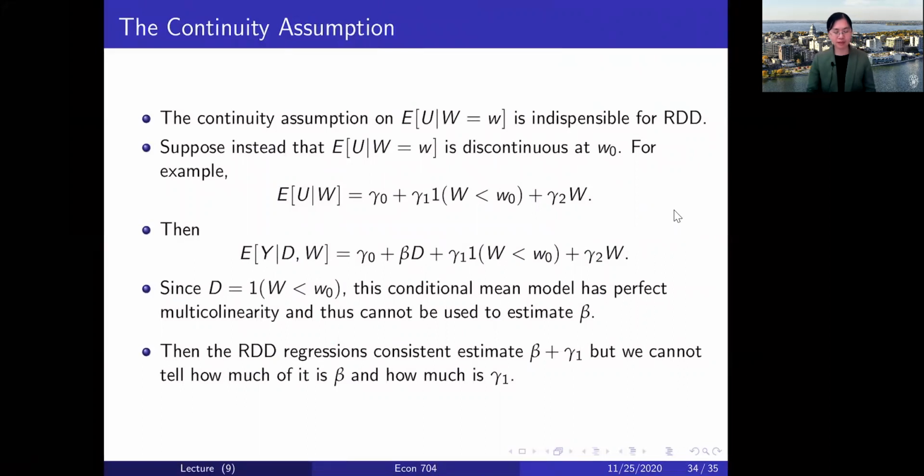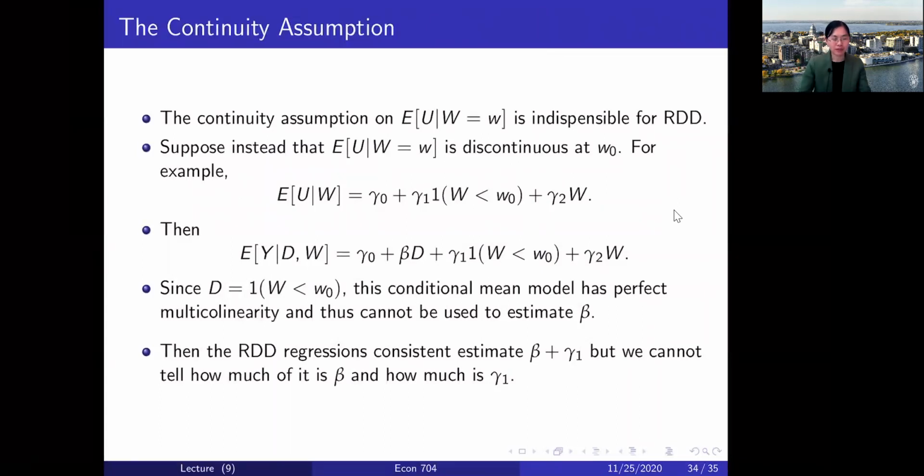Now let's discuss the assumptions made for the RDD. Notice that the continuity assumption for E[U given W], that little g(W) function, that continuity assumption is indispensable. It's key for regression discontinuity design. What that means is we want only the treatment to jump when W crosses the threshold W0. We do not want any other factors contributing to Y to jump at that point.